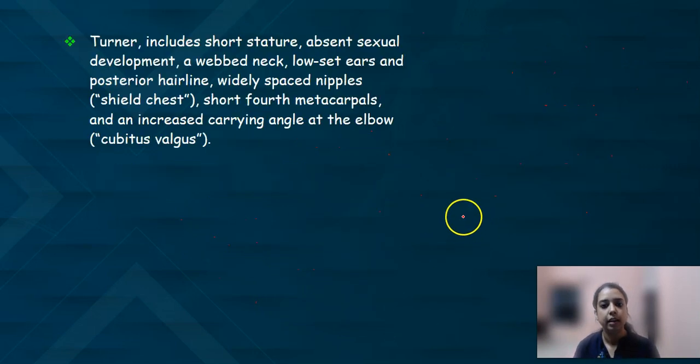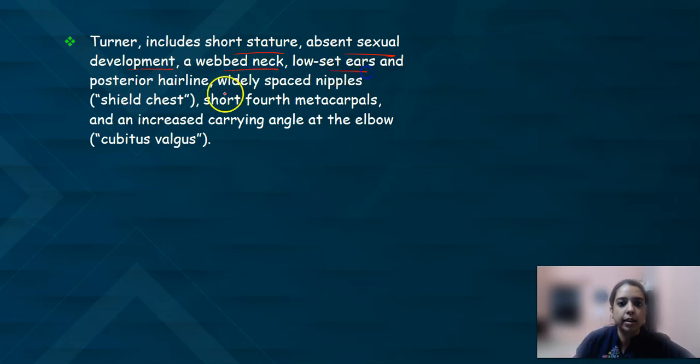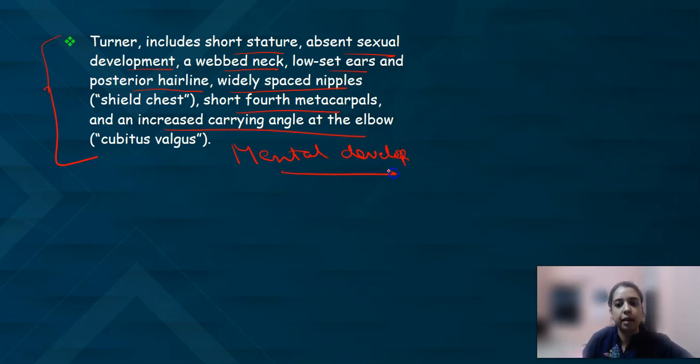So what is given in Novak's for Turner? The features of Turner clearly indicate that they have short stature, absent sexual development, webbed neck, low set ears, posterior hairline, widely spaced nipples giving the appearance of shield chest, short fourth metacarpal and an increased carrying angle. They all are the features of Turner syndrome. Okay. So there is no mental retardation. So mental development is normal. Can you see here? There is no problem in the mental development. IQ might be a little low, but as such, the patient does not have that problem with the IQ.